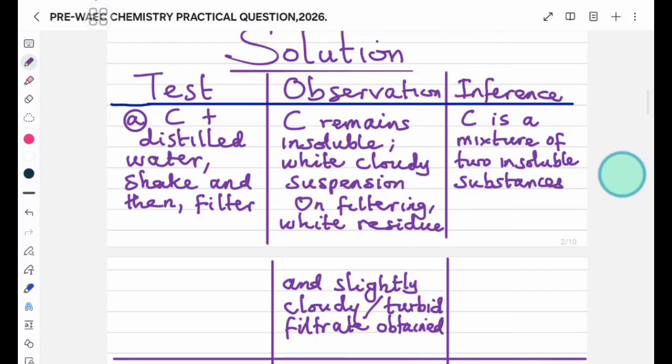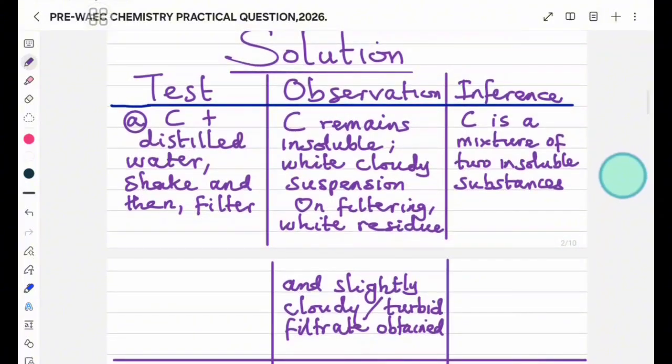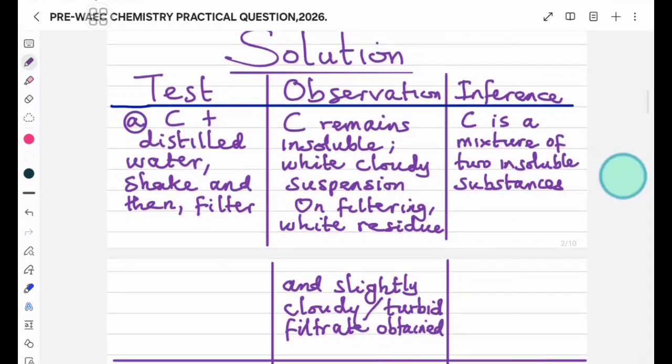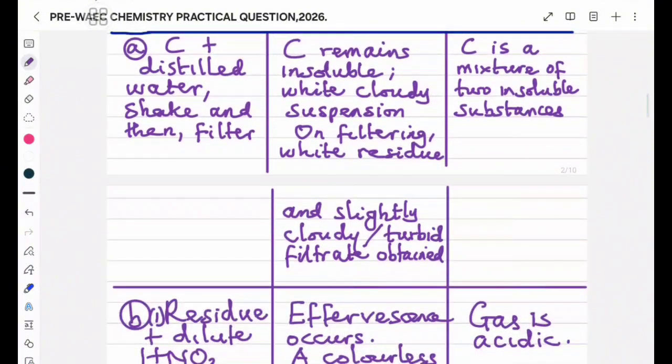So if you don't indicate filter or filtering or filtration, at least you must indicate that a filtration was carried out. You carried out filtration for you to have residue and filtrate separately. So don't forget the keywords. Indicate that you filtered, and that is when your observation will be marked correctly. White residue and slightly cloudy filtrate. Those keywords are important. So the filtrate is the liquid that passes through the filter paper during filtration.